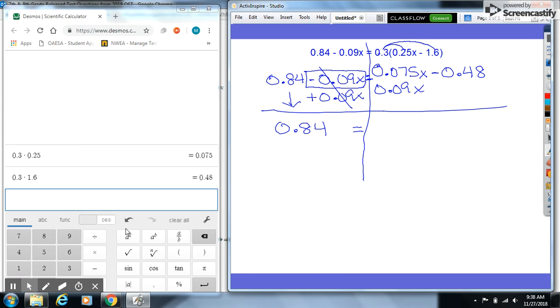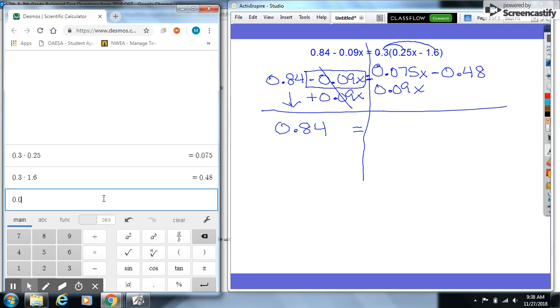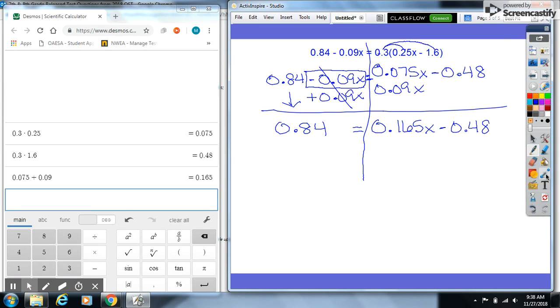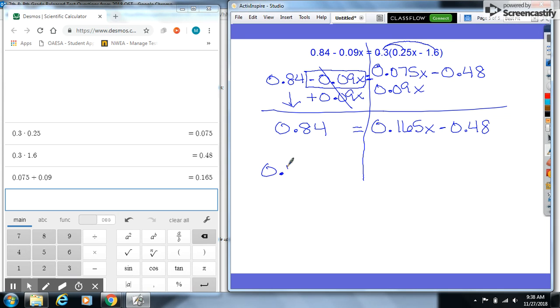Come over to my calculator. I have 0.075 plus 0.09. That's going to give me 0.165x minus 0.48. Now, of course, I have a two-step equation. I can rewrite it if I need to. 0.165x minus 0.48 equals 0.84.